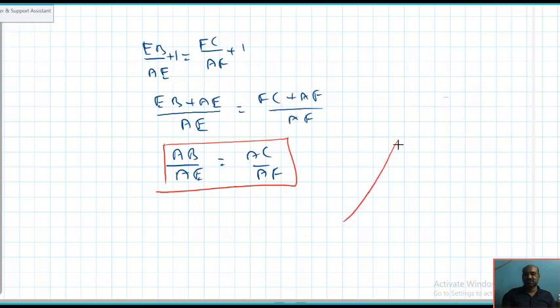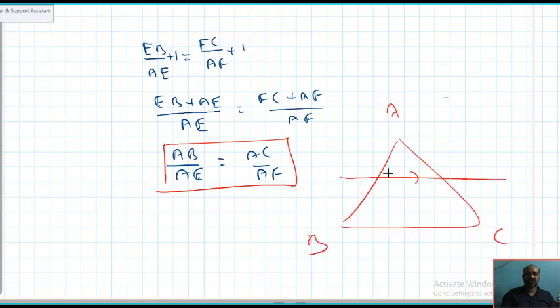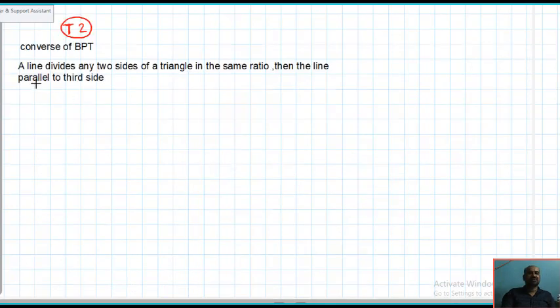Students, listen. First, what we have done: a line parallel to one side divides the other two sides in the same ratio. For example, if L is parallel to BC, dividing the other two sides in the same ratio, what you got? AE by EB equal to AF by FC, proved. After that, another result we got: AB by EB equal to AC by FC. After that, one more result we got: AB by AE equal to AC by AF. In this way, you should remember. Okay, students, the basic proportionality theorem is completed.